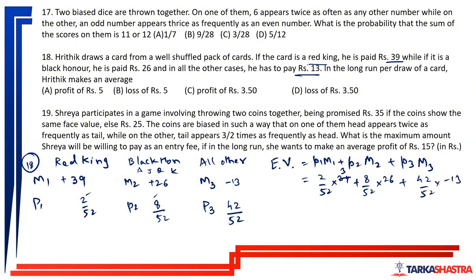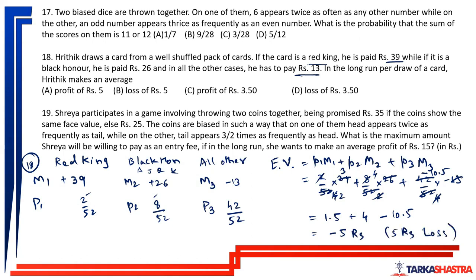So this is 13 threes are, this is 13 fours are. This is 4 2 ones are, this is 2 twos are. So 3 by 2 is 1.5. This is 26 ones are, this is 26 twos are. So this is 4. This is 13 ones are, this is 13 fours are. This is 4 ones are, this is 4 10.5s are, but minus sign, so minus 10.5. So overall this is 0.5, 5.5 minus 10.5 is minus 5 rupees, which is 5 rupees loss.